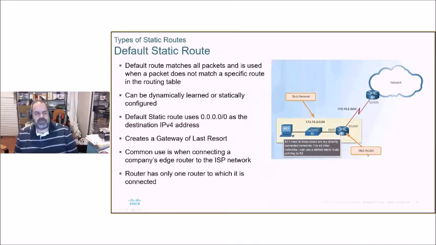And of course, a default static route is what R1 needs to say the rest of the world is that away. Default route matches all packets and is used when a packet does not match a specific route in the routing table. Can be dynamically learned or statically configured. Default static route uses the quad 0 entry, and so it creates what's called a gateway of last resort. In this case, R2 is the gateway of last resort for R1. Common use is when connecting a company's edge router to the ISP network. The router has only one route to which it's connected.